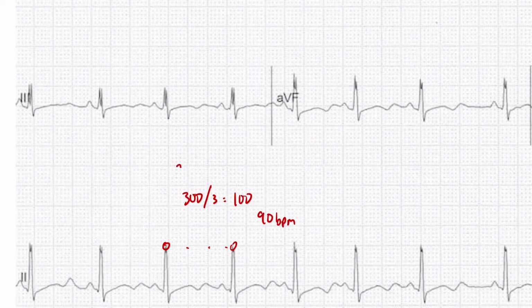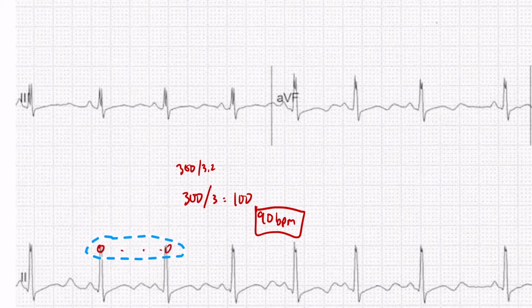So probably 300 divided by 3.2 or something. So 90 beats per minute. That's a good estimate. Next, we'll look at the rhythm. So here we can kind of see that the rhythm is regular. If we move this distance all the way across between the peaks of the R, they're pretty much the same all the way across.